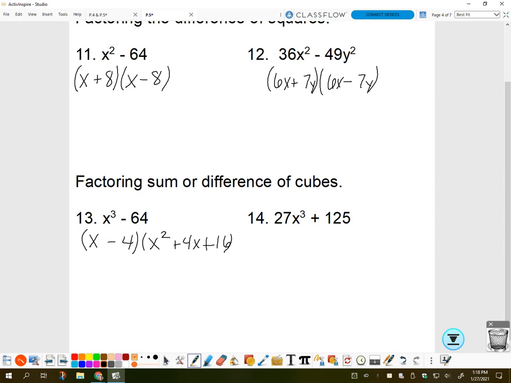So for number 14, binomial, trinomial, because we have a sum of cubes. Cube root of 27x to the third is 3x. Cube root of 125 is 5. Keep that sign. To get the trinomial, you're going to square this guy. Square this one. Always a plus on the end.